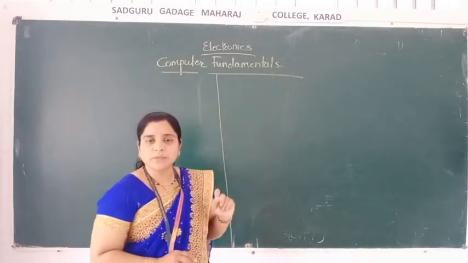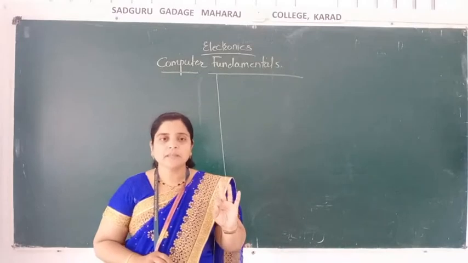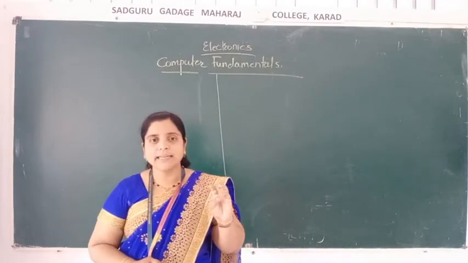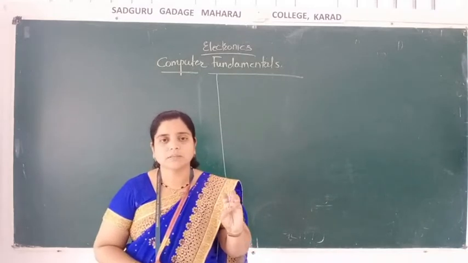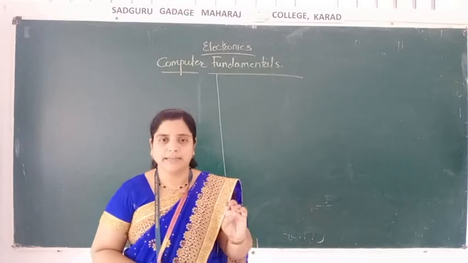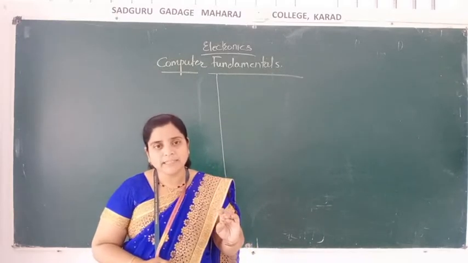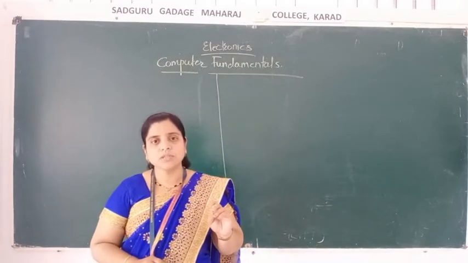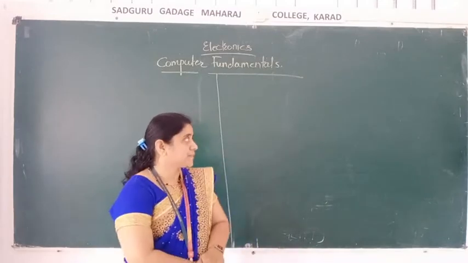There are three types of buses: address bus, data bus and control bus. The address bus is a unidirectional bus. It is an 8-bit bus which is used to give the address. The data bus is a bidirectional bus. It is a 16-bit data bus which is used to give the data to the microprocessor unit.